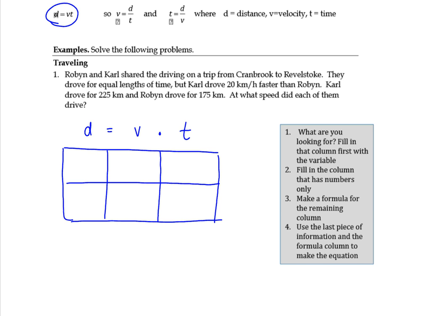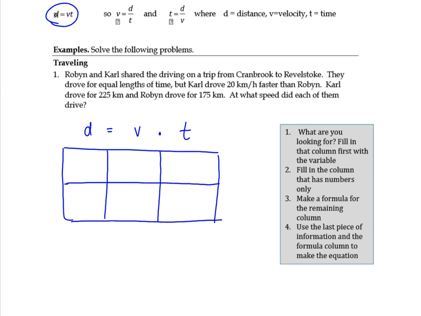It might be two different types of automobiles, or two different people. So in this case, the first words tell us what those two things are, and that is Robin and Carl. They share the driving on a trip from Cranbrook to Revelstoke. They drove for equal lengths at a time, but Carl drove 20 kilometers faster than Robin. Carl drove for 225 kilometers. Robin drove for 175. At what speed did each of them drive?